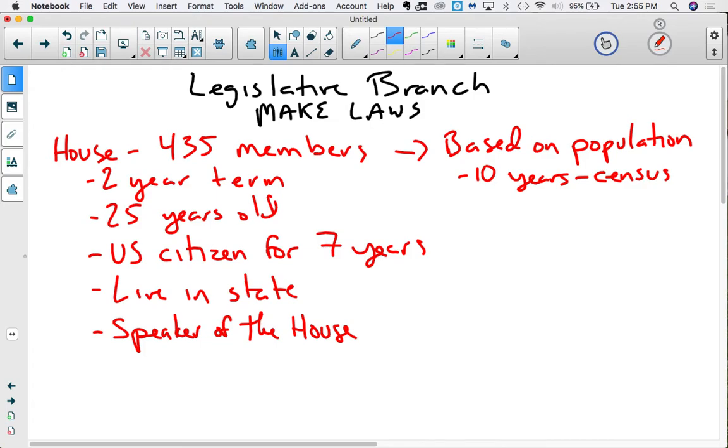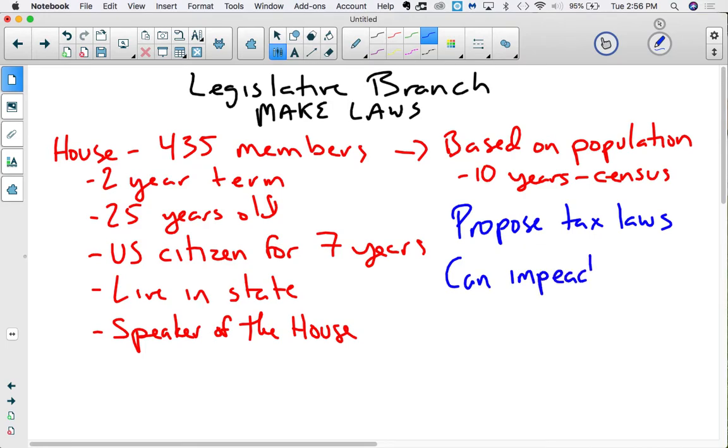Jobs of the House. Most important is that they can propose tax laws. So tax laws come out of the House. And the other thing is they have the power to impeach the president. One of the things we've been hearing about with the upcoming elections is, if the Democrats take the House, will they attempt to impeach the president? This is a check on the power of the president, that they can be impeached.